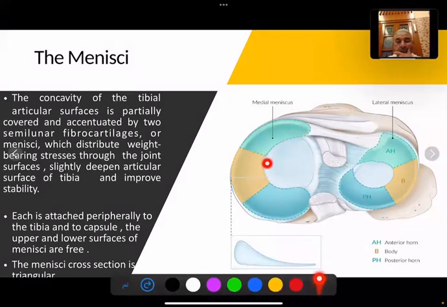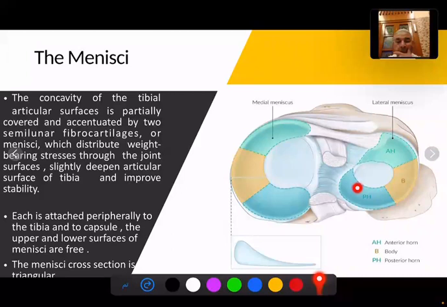This is the medial meniscus and this is the lateral meniscus. Each meniscus consists of the anterior horn, body, and posterior horn. The medial meniscus, which is the larger one, is less curved and not of uniform thickness. The posterior horn is about 14 mm and the anterior horn about 6 mm. While the lateral meniscus is nearly circular with a uniform thickness of about 8 mm.